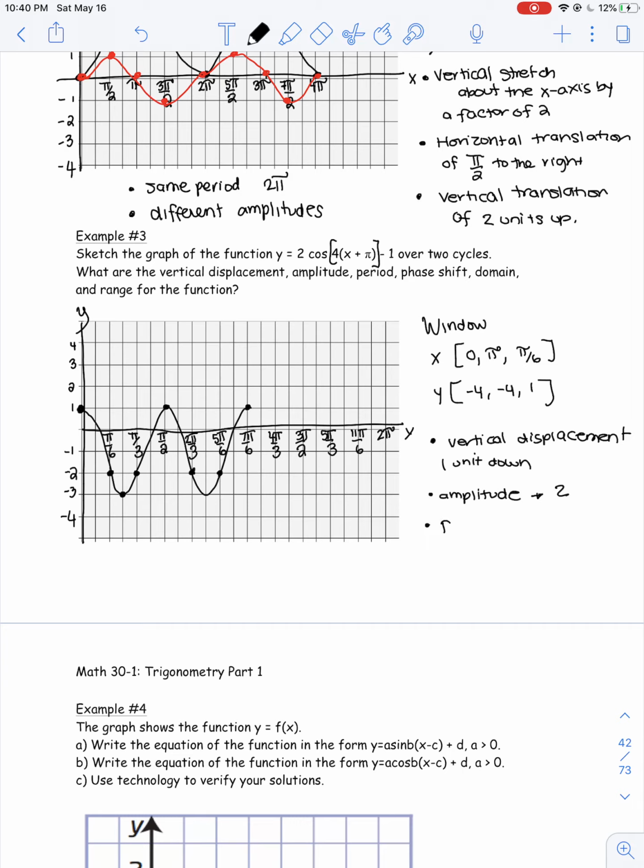Then they want to know the period. The period, since we're in radians, we're going to have to go 2 pi divided by your b value, which is 4 in this case, and that's going to simplify to pi over 2. So what's happening is that this graph repeats itself every pi over 2. Our phase shift is our c value, and that's equal to pi radians going to the left.